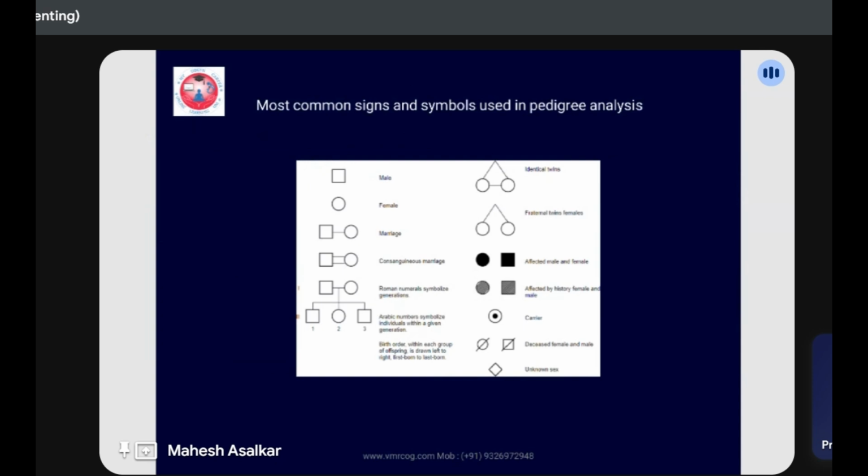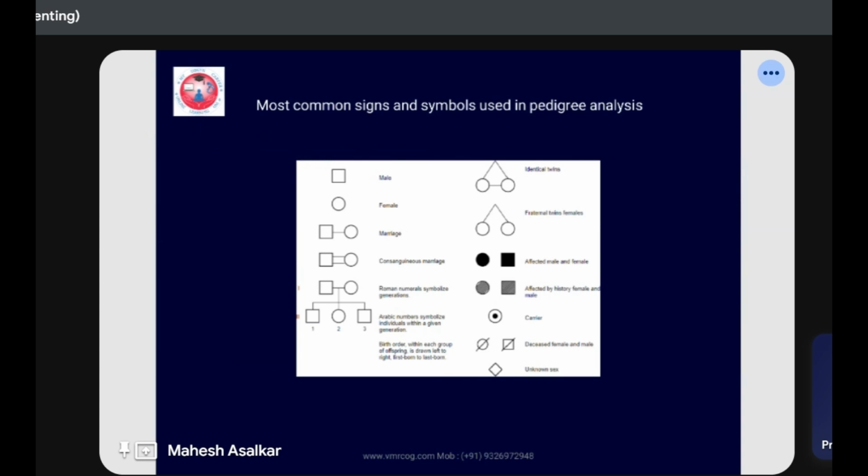Most of you must be knowing about the common symbols and signs which are used. So male is denoted by a square, female is denoted by a circle, and these are hollow. Okay. And when affected, it will be shown as dark. The third symbol you can see is a marriage line between the two. Fourth, when there is a consanguineous marriage, there will be a double line.